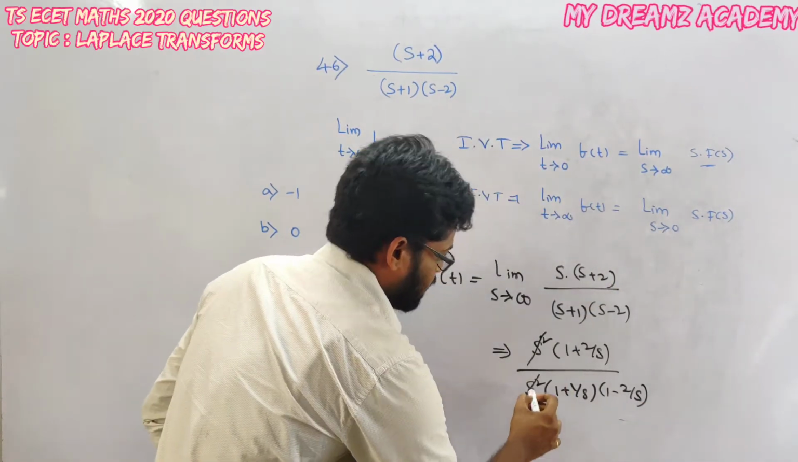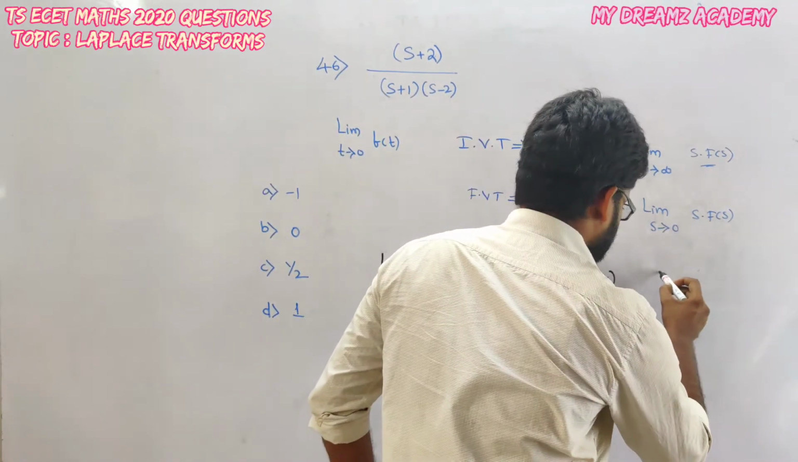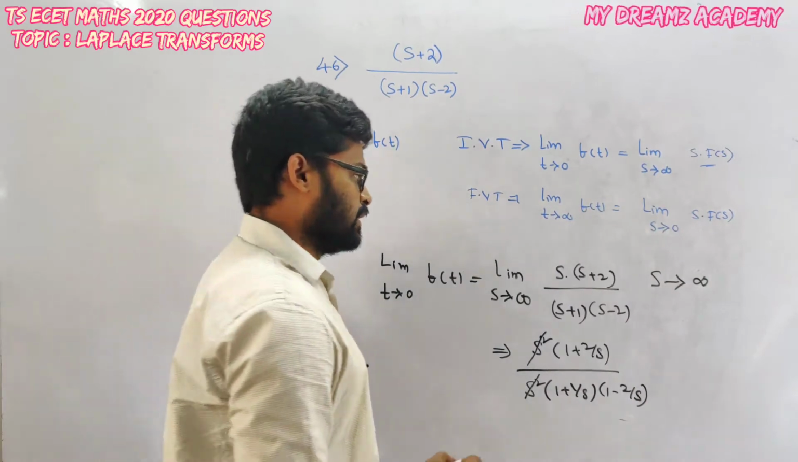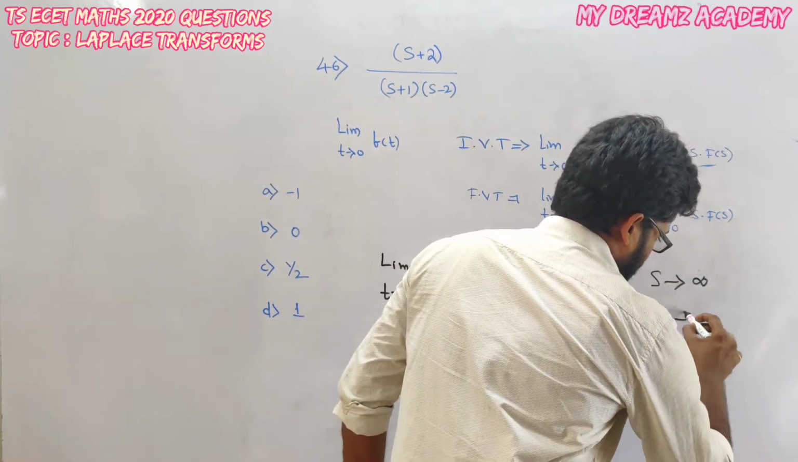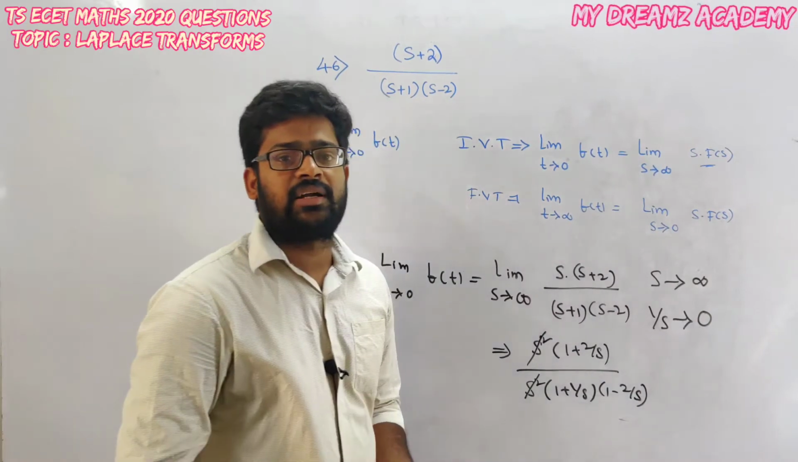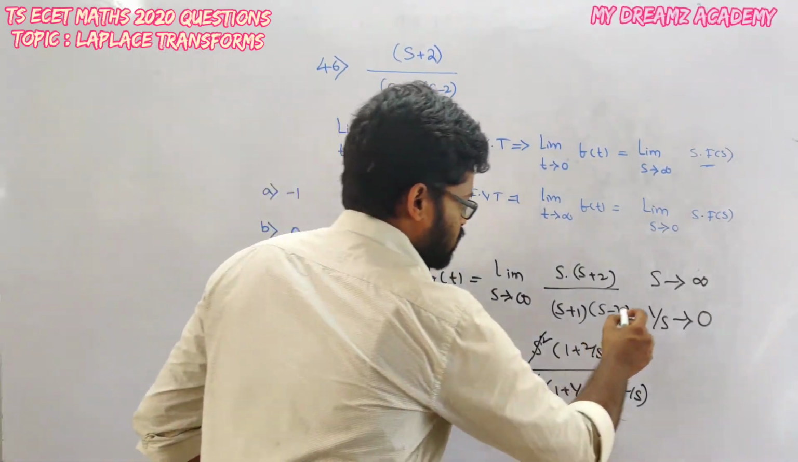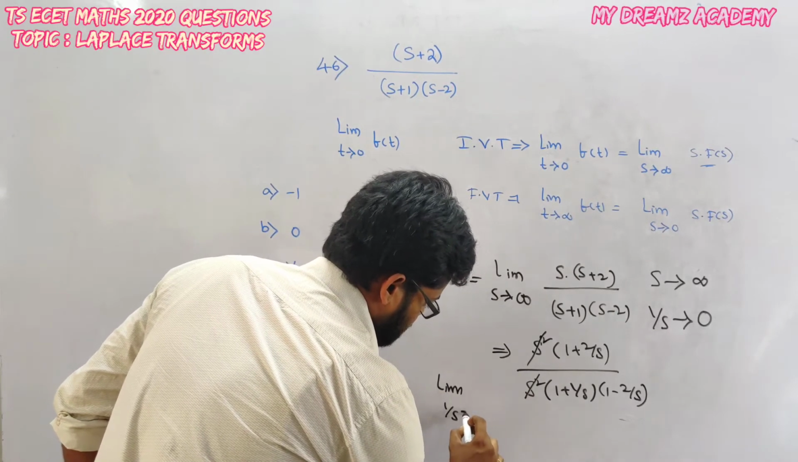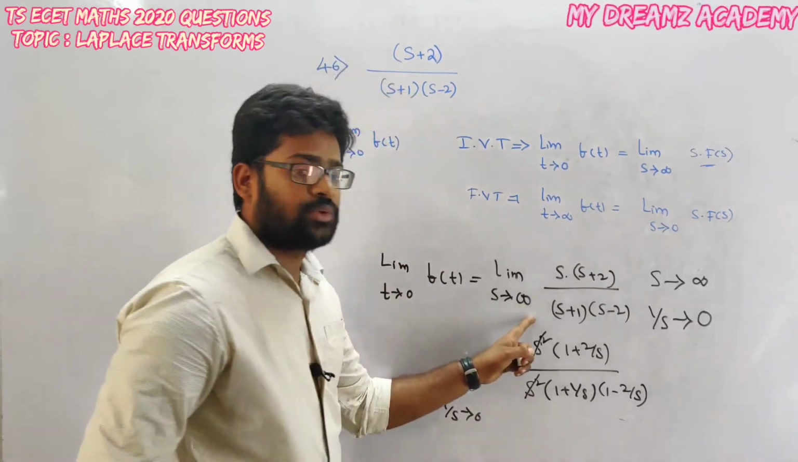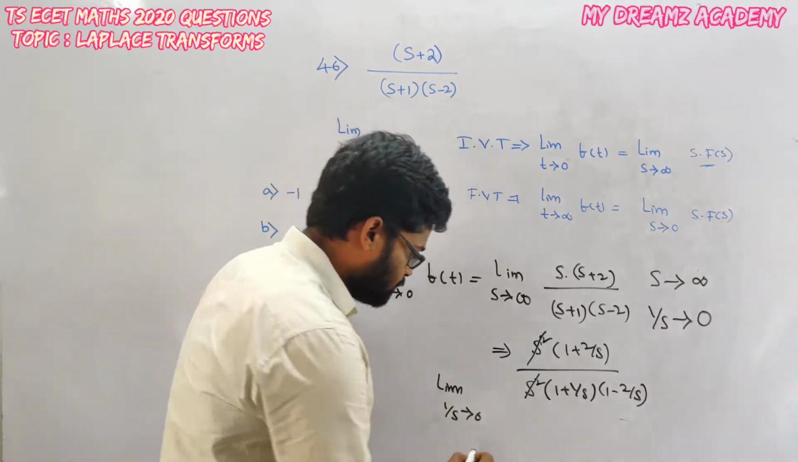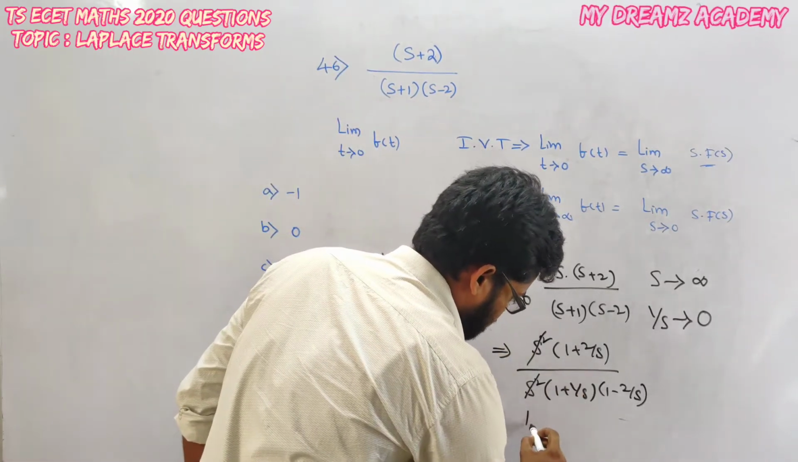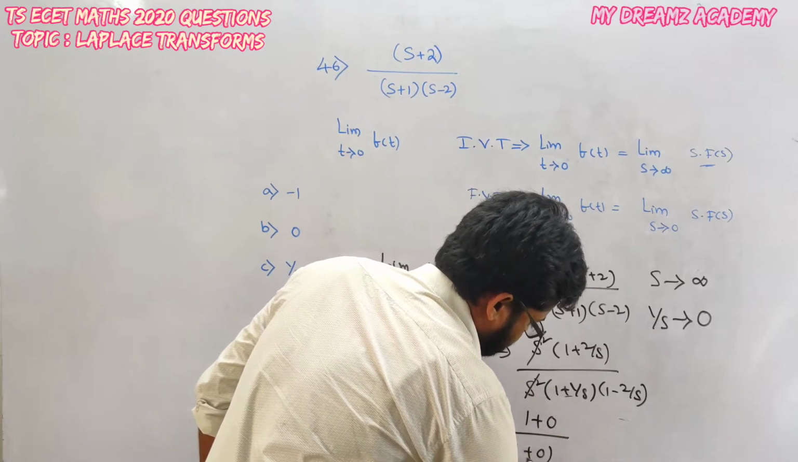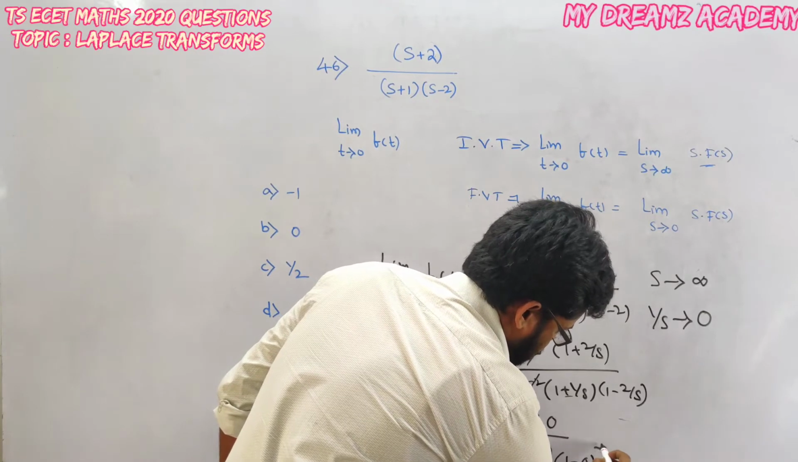S square cancels. Here one logic is, if s tends to infinite, then 1 by s becomes 0, that is 1 by infinite will give 0. Now we need to substitute 1 by s equals 0. Limit 1 by s tends to 0. S tends to infinite means 1 by s tends to 0. Substitute in the given function, that is (1 plus 0) by (1 plus 0) into (1 minus 0). Now the answer is 1.